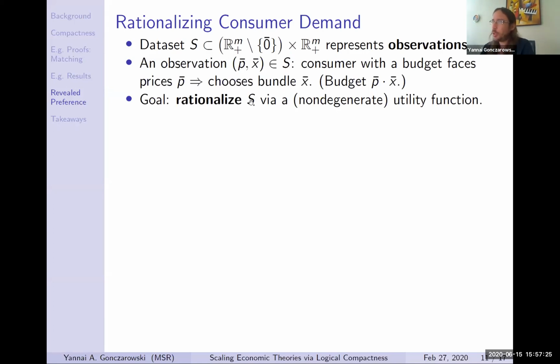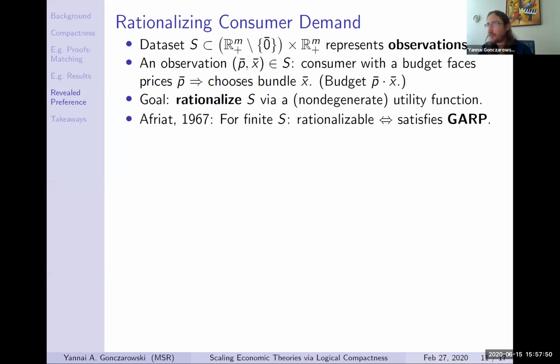And the goal is to rationalize S via a utility function. So basically we want to find a utility function such that given prices P, X really does maximize the utility of anything that's possible within budget given prices P. And we want to do this by a non-degenerate utility function because a constant utility function is cheating because it rationalizes everything. And Afriyat 67 tells us that we can rationalize S if and only if the observations satisfy GARP.